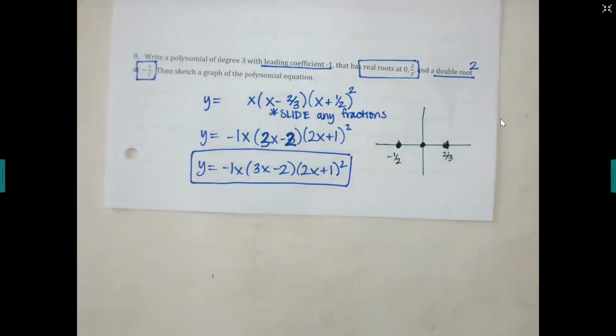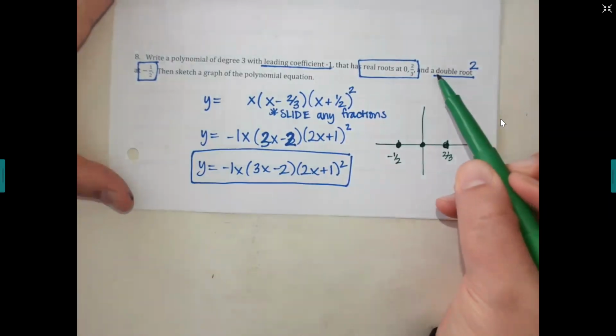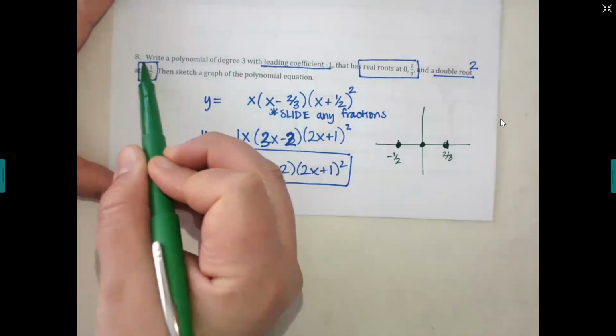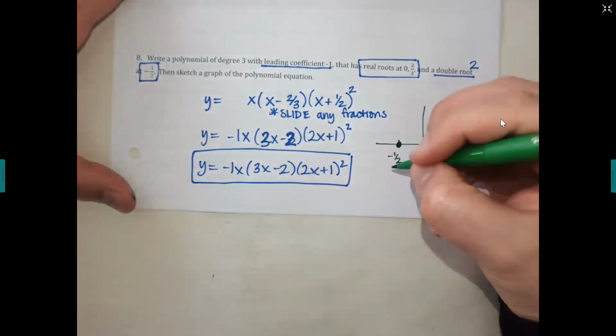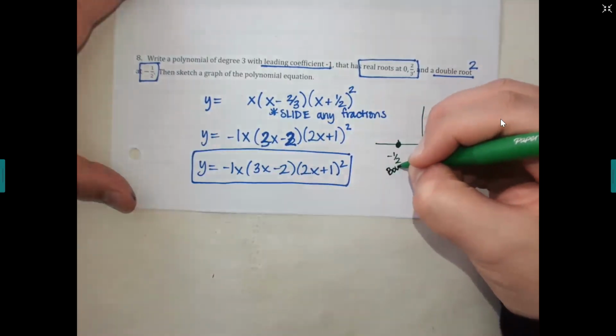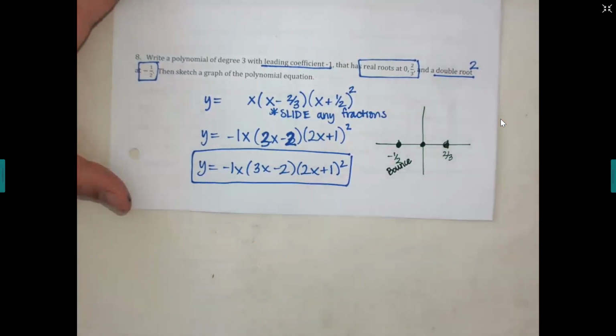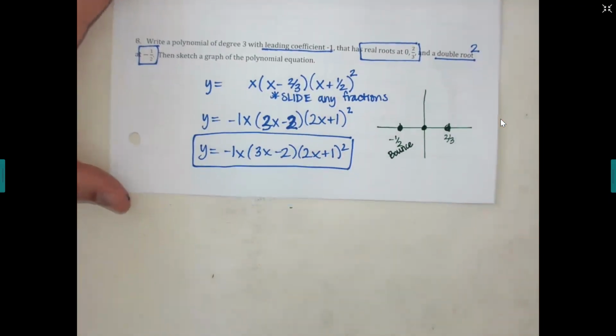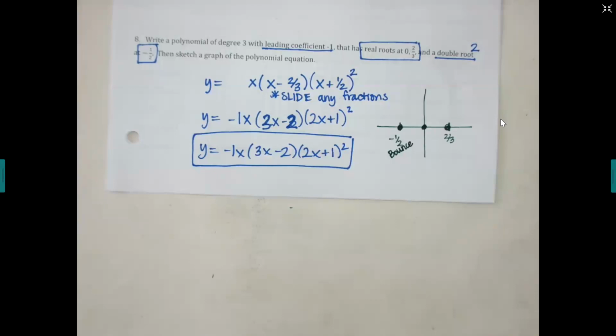That's what that means. Okay, which of these was a double? The double root is at -1/2. That means that this one needs to be a bounce. Okay, which means that when I hit the x-axis, I need to bounce off of it and not pass through.